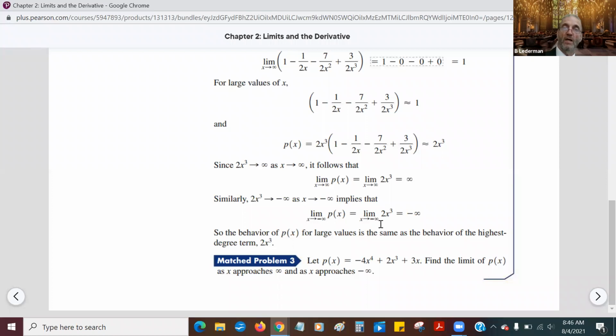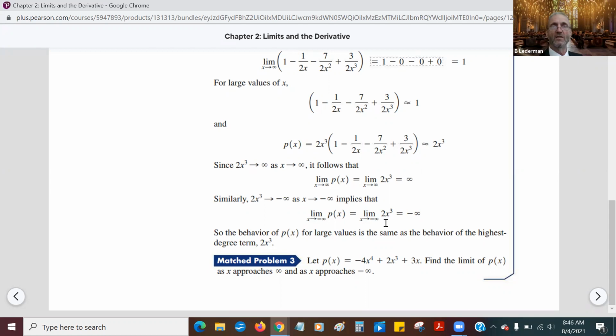Now, similarly, I have 2x to the third power. As x approaches negative infinity, if x is, for example, equal to negative 10, then this is going to be negative 2,000. If x is equal to negative 100, this is going to be negative, what's 100 squared? 1,000,000?